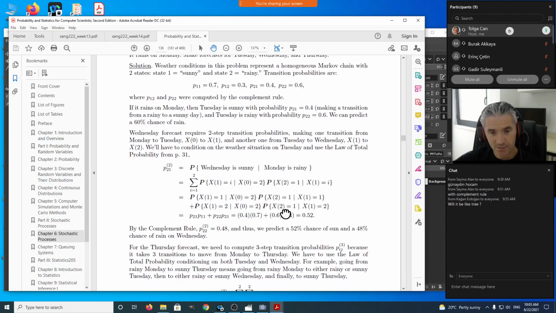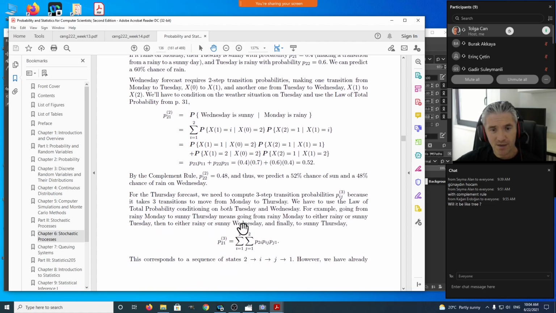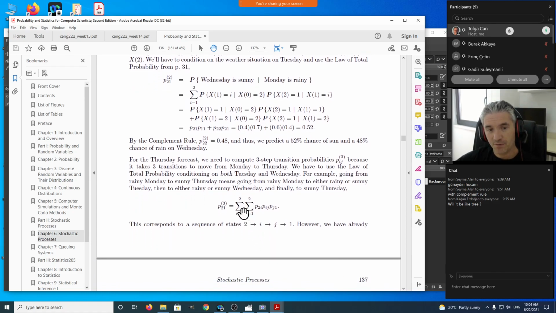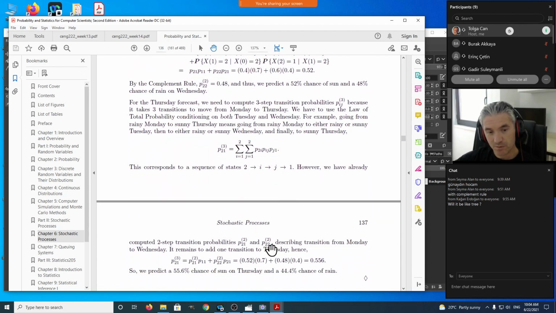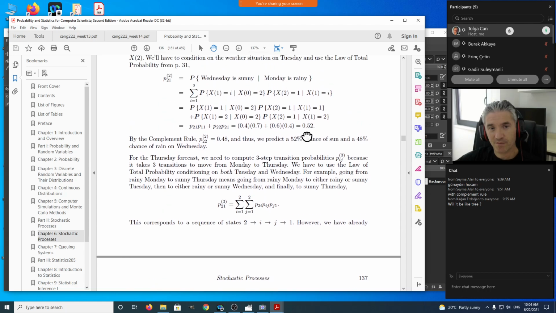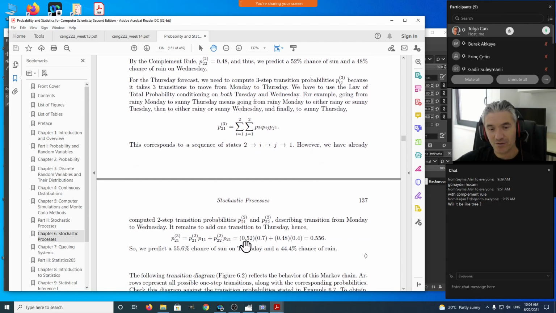So actually let's go over the slides too. For the Thursday forecast, we need to do 3-step transition probabilities, and it will be more difficult to do. But since we know what we have in day 2, given that we know what Wednesday is going to be like, we can use that to find what will happen on Thursday.